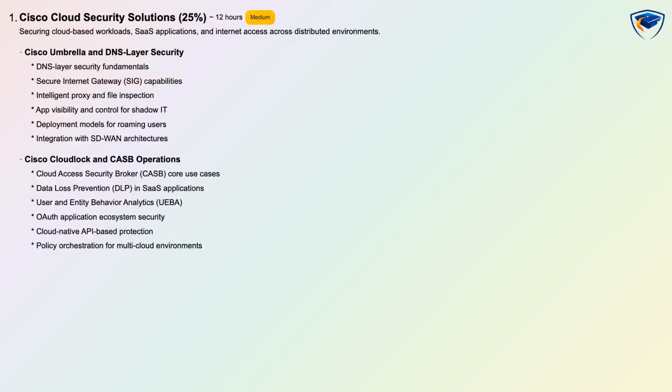The syllabus covers app visibility and control to manage shadow IT and deployment models for distributed users, plus integration patterns with SD-WAN. You will also learn CASB operations with CloudLock covering DLP and UEBA, OAuth application security, and API-based protection for multi-cloud policy orchestration.